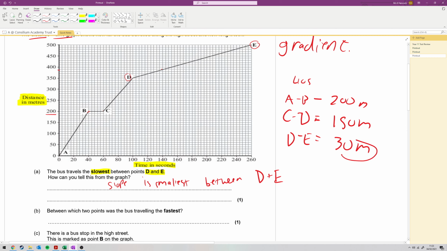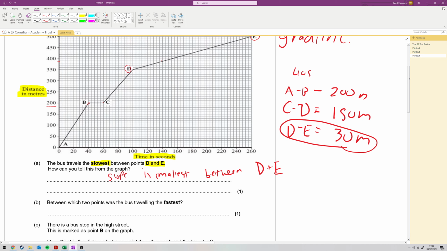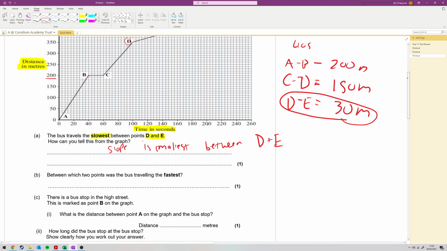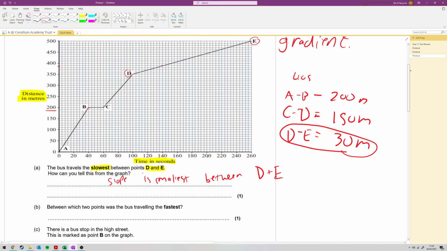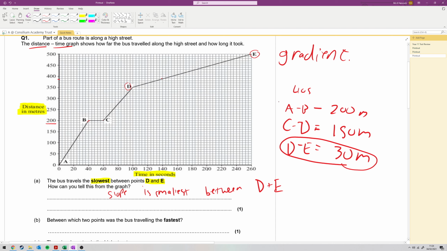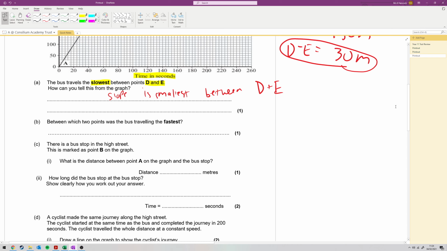So you can see that one is the slowest. So what you'll say, if you don't want to talk about gradient, is from D to E, in the same amount of time, the bus travelled the shortest distance. Right, between which 2 points was the bus travelling the fastest? Well, that was A to B, because if you look, I already did that here. A to B had the greatest speed because it travelled the furthest distance in the same amount of time. So the bus was travelling the fastest from A to B.